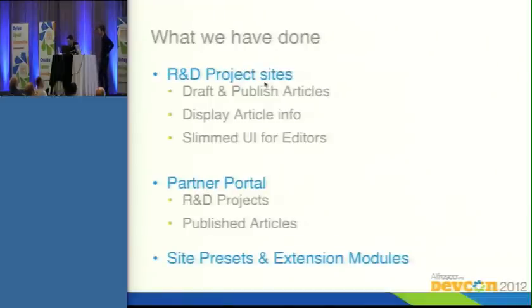All right, so let's sum it up. What have we done? Well, we've created these R&D project sites that are unique to the research and development department. In them, and only in them, you can draft and publish articles. You can display the article information inside the doclib, and we also slim down the UI for the editors, hiding certain components. Then we created the partner portal, which only listed the research and development projects, changed the UI completely, and also only displayed the published articles. And we did this by using the notion of site presets and also extension modules.